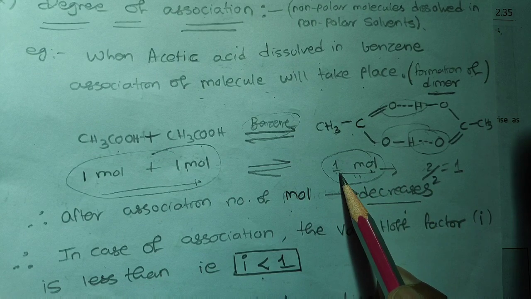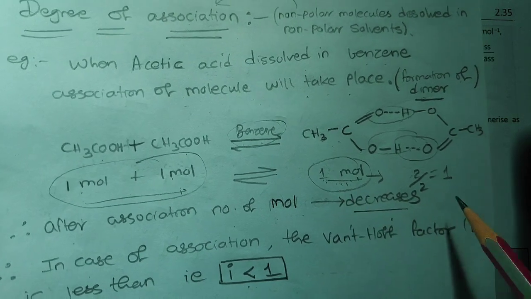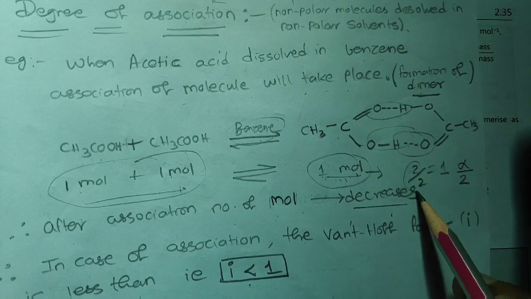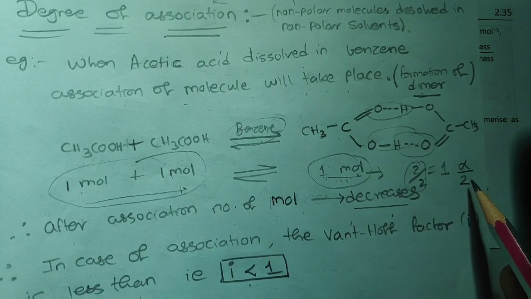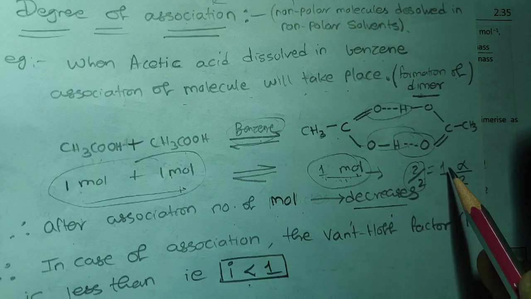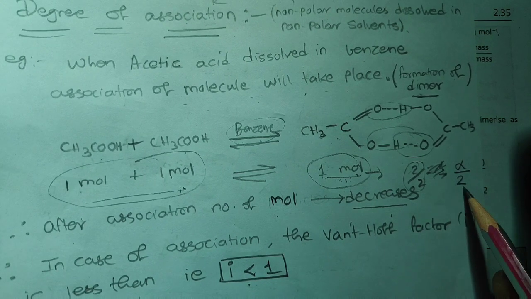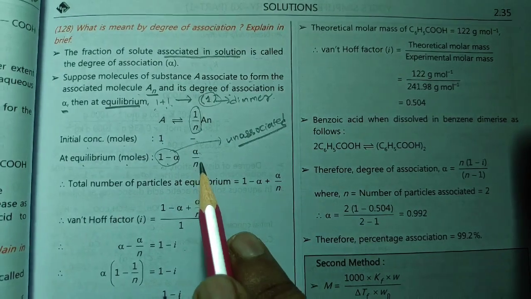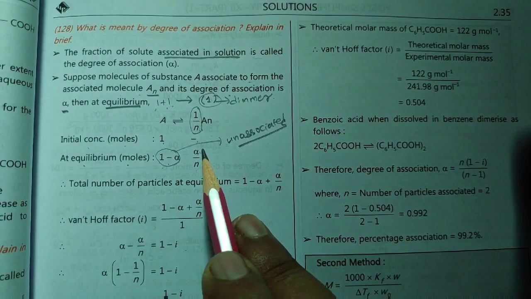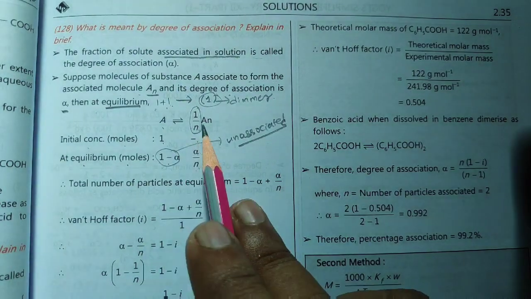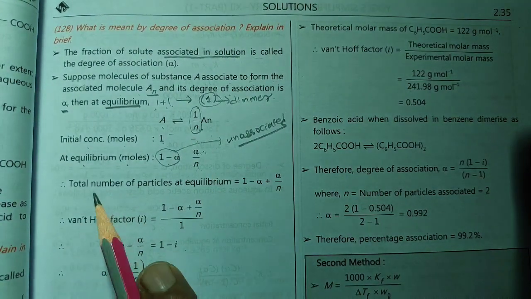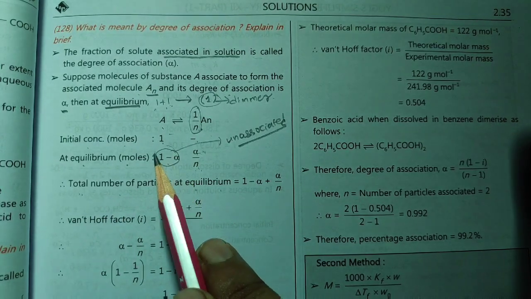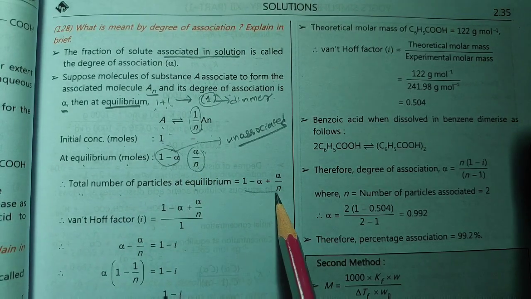So if this is alpha, the degree of association, then it will be alpha by 2. Degree of dissociation is alpha, and we call this alpha by 2. You understood what I am talking about? Yes or no? Now in this case, you came to know how this is alpha by 2, but here we have taken this general example, so alpha by n. Therefore, total number of particles at equilibrium: I will take this and this, both I will add here, right?